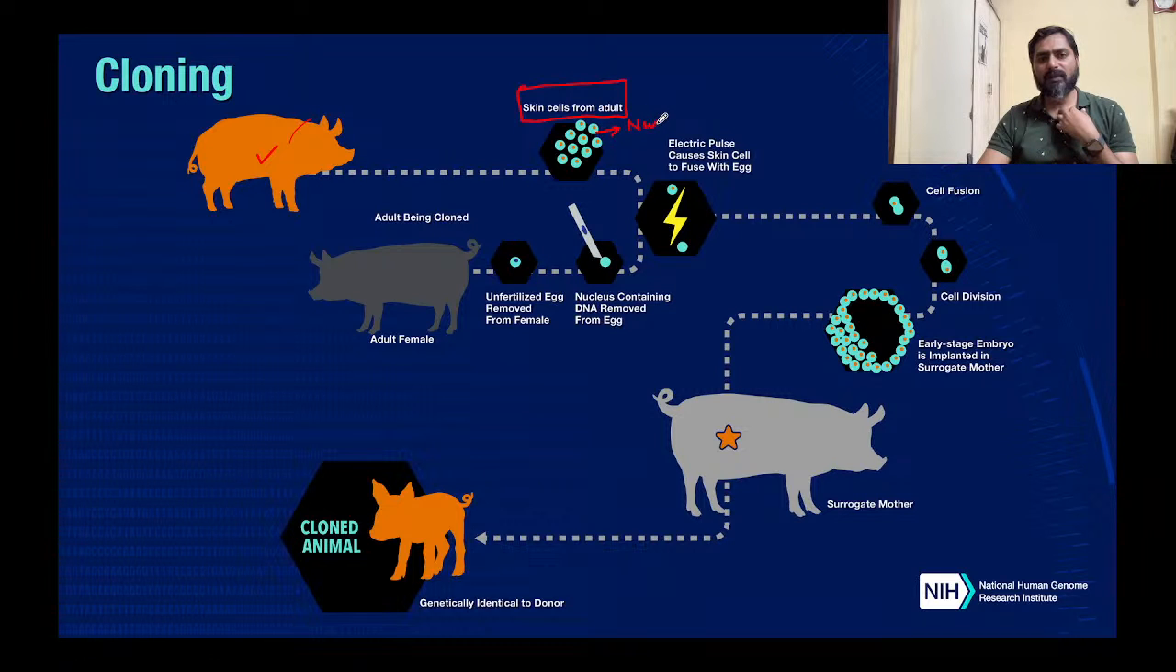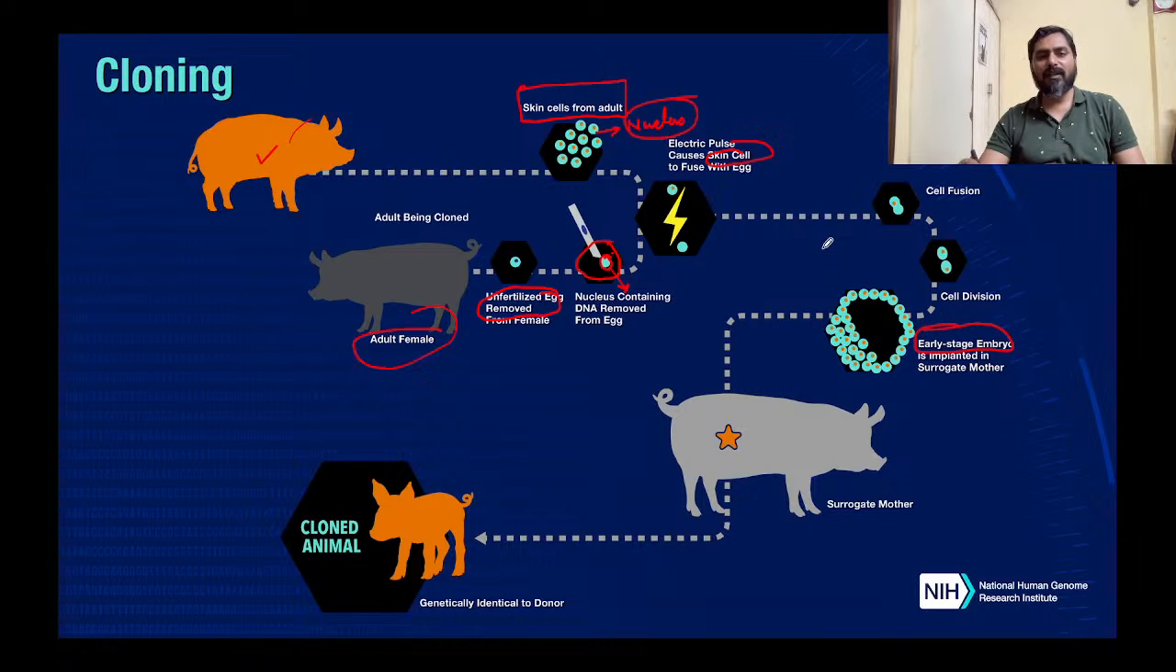From the skin cell we'll extract the nucleus. And here we have taken an adult female, and from the adult female we have taken an unfertilized egg cell and we are removing the nucleus. So this nucleus is removed. We are only taking the cytoplasm of this egg cell, and now we are fusing the egg cell with the skin cell's nucleus, and what we are getting here is that the cell divides and we start getting an embryo.